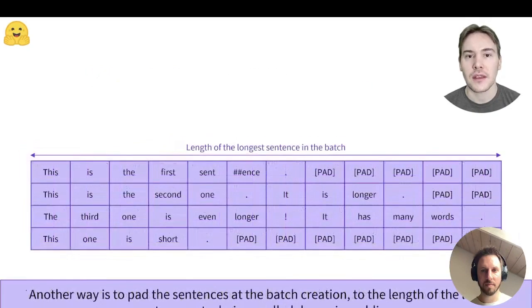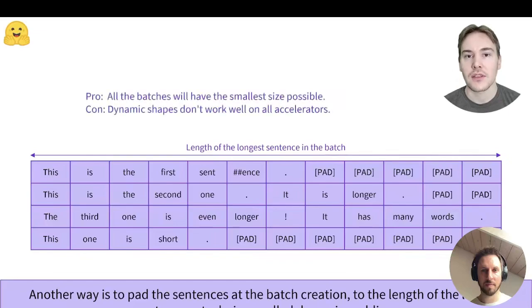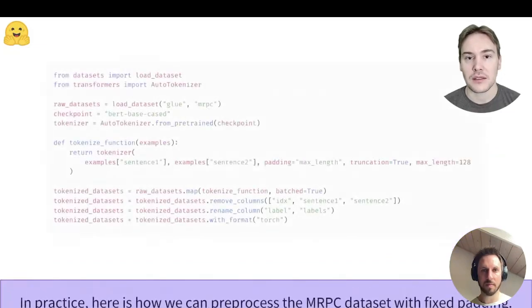To avoid this, another strategy is to pad the elements when we batch them together, to the longest sentence inside the batch. This way, batches composed of short inputs will be smaller than the batch containing the longest sentence in the dataset. This will give some nice speedup on CPU and GPU. The downside is that all batches will then have different shapes, which slows down things on accelerators like TPUs. Let's see how to apply both strategies in practice.